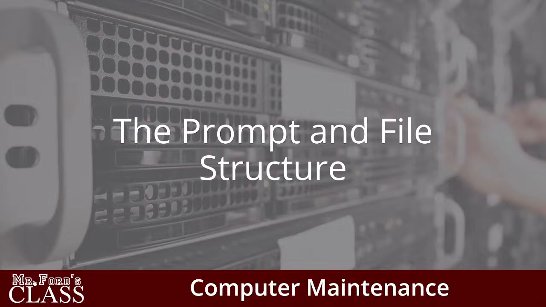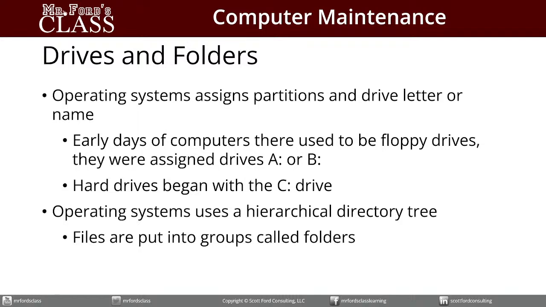So the prompt and file structure. Drives and folders. Operating systems assign partitions and drive letters or names, right? In the early days of computing, there were no C drives, there were no hard drives, there was no storage. All you had were floppy drives. If you wanted to boot up the computer, you would put in a floppy disk. Maybe you're rich and you could afford two floppy drives on the computer. So drive A and drive B were reserved for floppy drives, and they have historically been reserved for floppy drives. And even today, where floppy drives are like, good luck finding any of them, they still remain. And so our hard drives, our main storage device, have defaulted to the C drive. That is the way it has been, and that is the way it shall be until whenever.